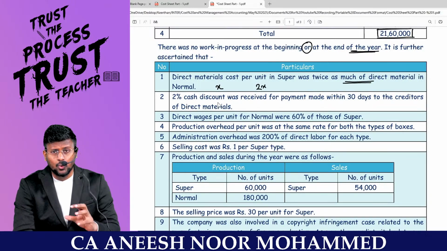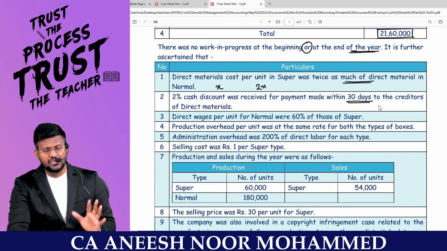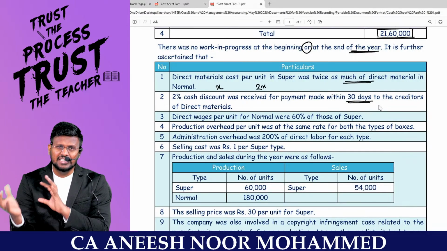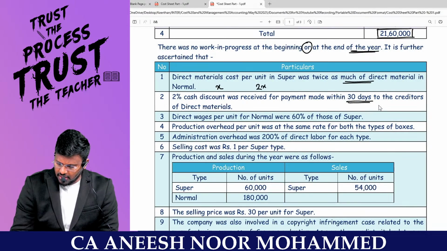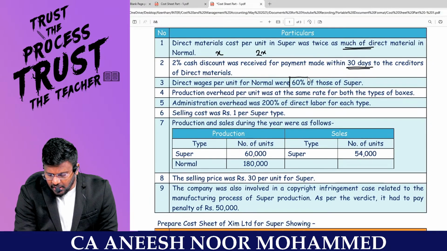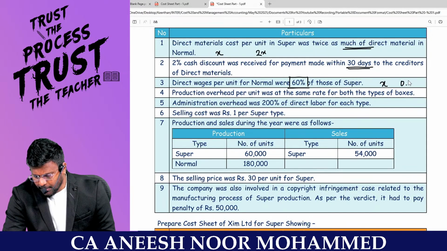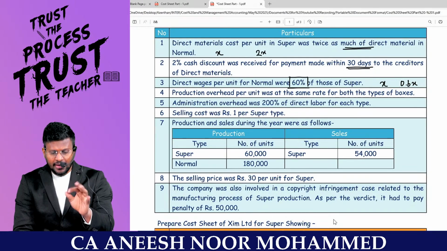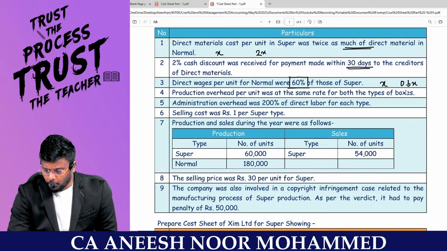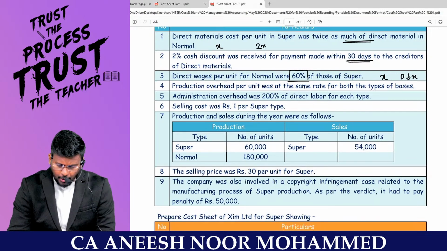2% cash discount was received for payment made in 30 days to the creditors of direct material. Since we have made the payment within 30 days, my dear lovable students, creditors have given us a cash discount of 2%. And direct wages per unit for normal were 60% of those of super. So if super is X, surely 0.6X will be the direct wages per unit for the normal. Production overhead per unit was the same rate for both types of boxes. So let it be X for super, then the same X is for the normal also.